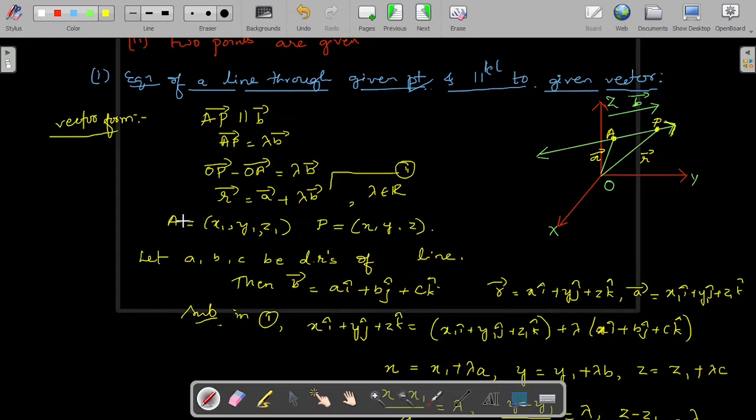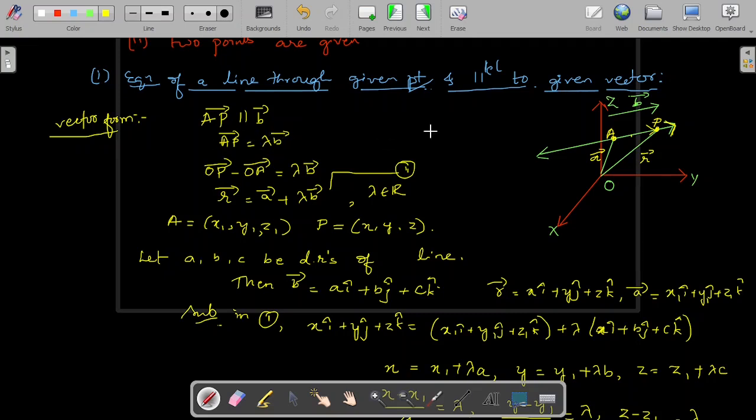Cartesian form means using the coordinates of the points to derive an expression. So now consider this vector AP. You know that AP vector is parallel to b vector, or AP vector and b vector are collinear. They are in the same direction, so one vector is a multiple of the other. Collinear means we can always write AP vector as a multiple of b vector, or else b vector equal to some constant times a vector. That is also fine. So I am writing AP vector equal to lambda into b vector.